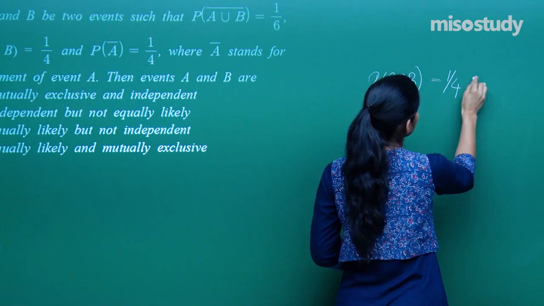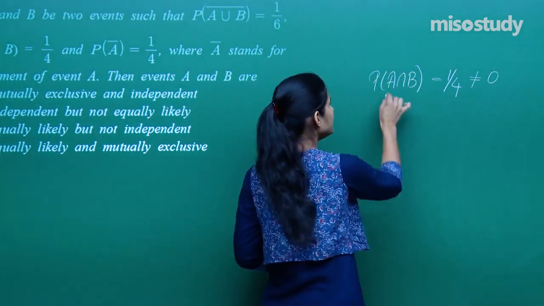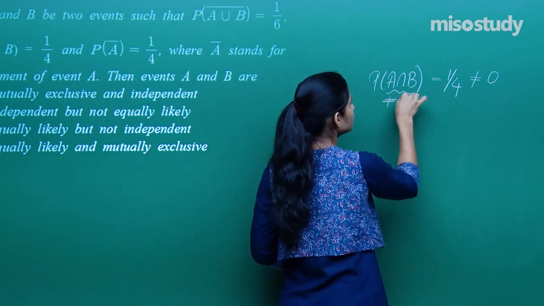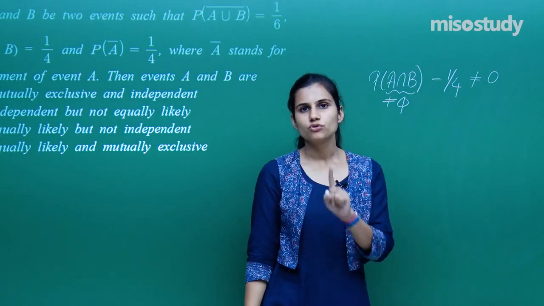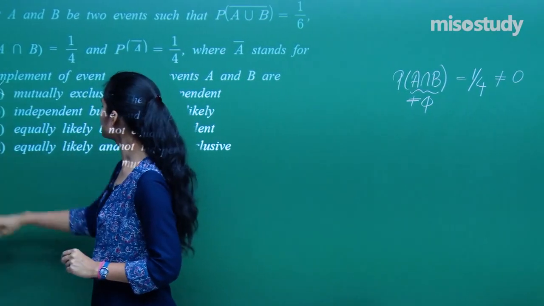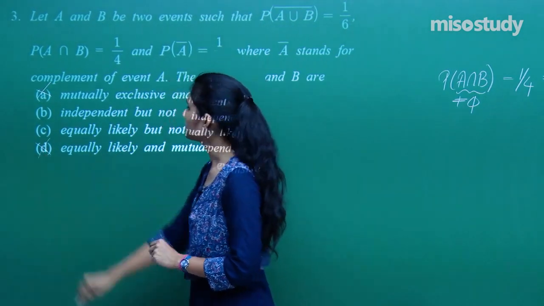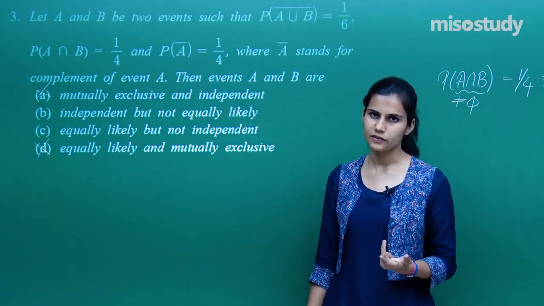Probability of A intersection B is equal to 1 by 4, which is not equal to 0. That means A intersection B is not equal to phi, right? Therefore, A and B are not mutually exclusive. First of all, they are definitely not mutually exclusive, so A is wrong and D is wrong, because both of them are supporting the very mutual exclusiveness of events A and B.